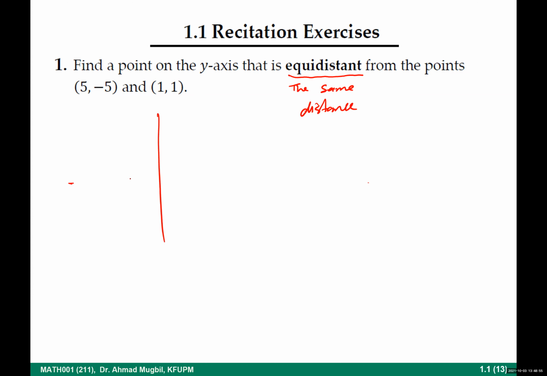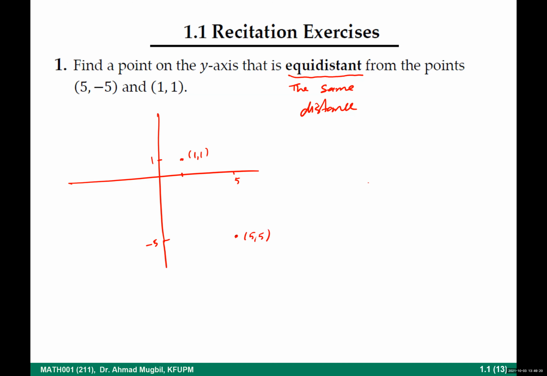Let me give you a hint. If you draw, it's okay. If you didn't, no need to sketch the graph. But this is for you to visualize the problem, to have an idea about it. This is the point 1 and 1, Shabab. The other point is what? 5 and -5. So let's say this is -5. This is 5. Here it is.